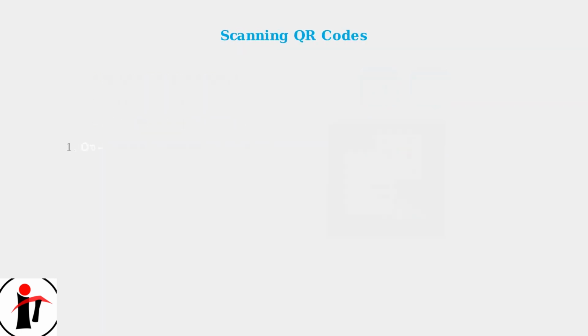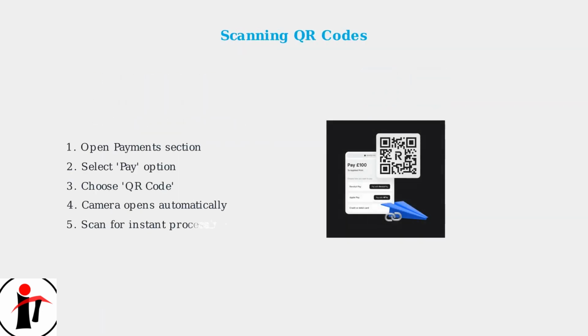To scan someone else's QR code, navigate to Payments, then Pay, then QR code. The camera opens automatically, allowing you to scan any Revolut QR code for instant payment processing.